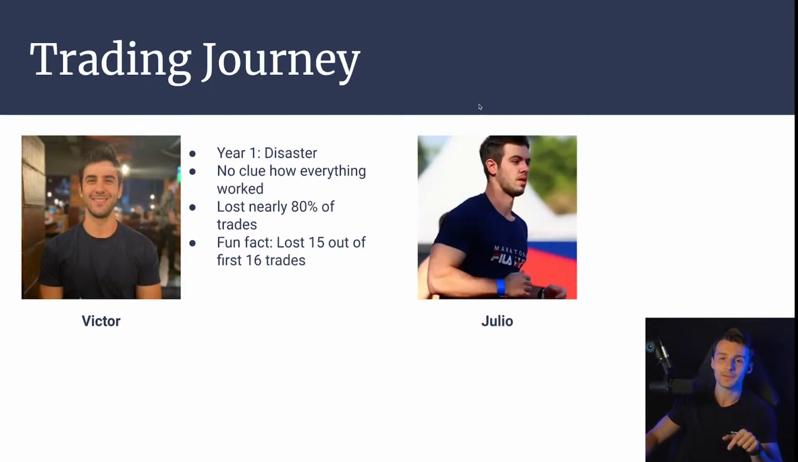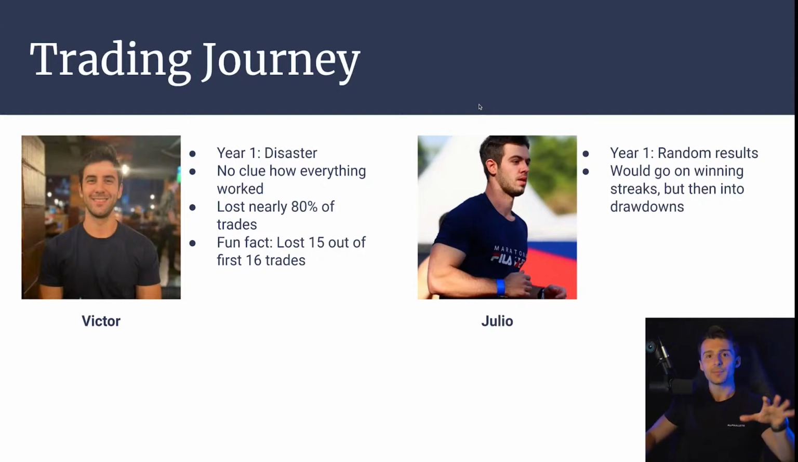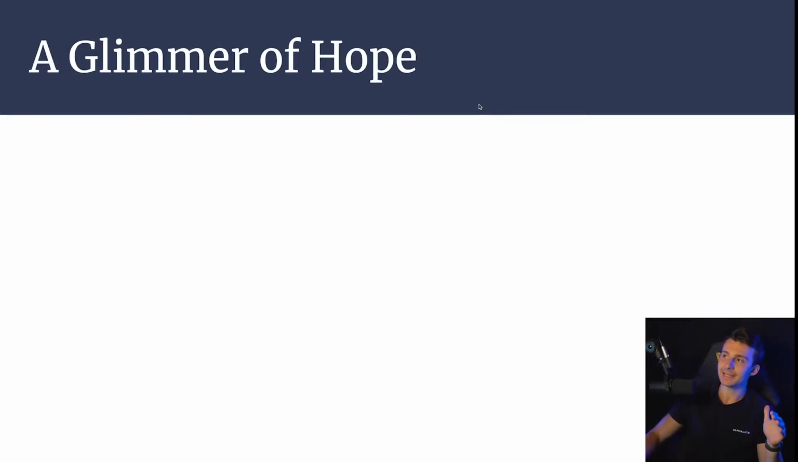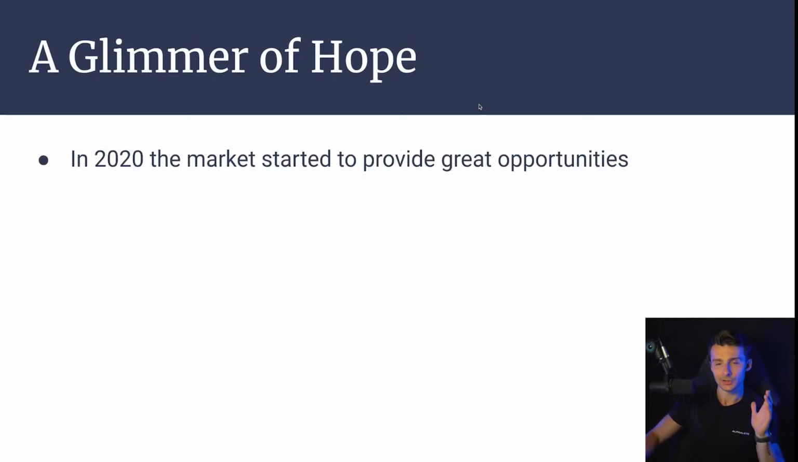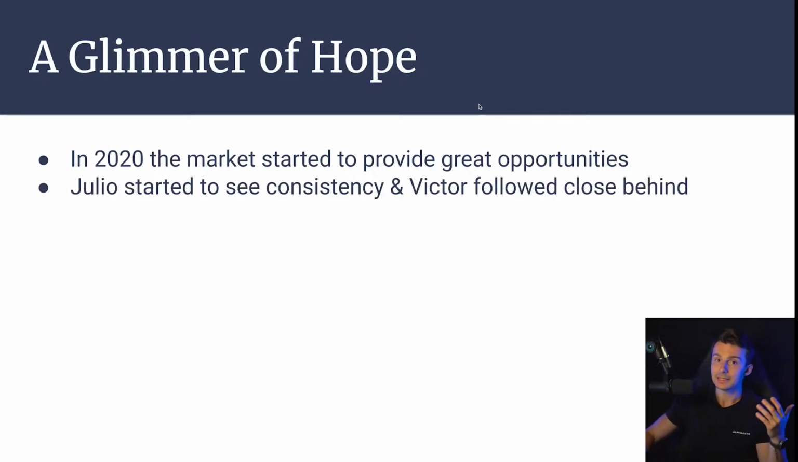So Julio, on the other hand, had a little bit more random results. I kind of correlate more towards these results because I would go on some winning streaks. I would go into drawdown. I'd have ups and downs. And then things started to take a turn in 2020. For me, it was 2019. But at 2019 into 2020, the market started to provide better opportunities. It was like, okay, this is getting a little bit more interesting. Like maybe we're able to make some money here. If you recall, if you were around back then, it was the pandemic market and things were going up.